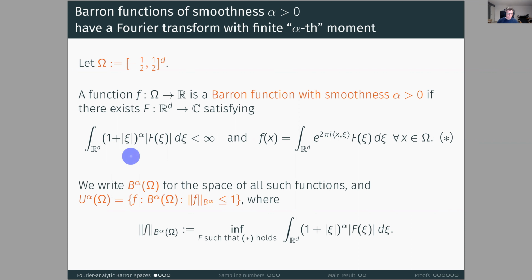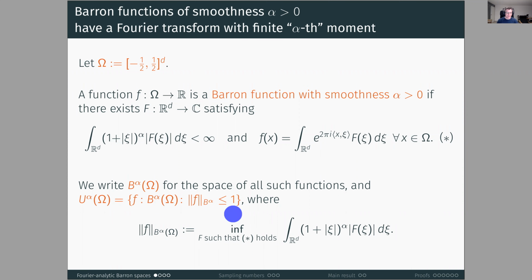So to define the norm on this Barron space, this is just the infimum where you take this weighted L1 norm of the Fourier transform of the extension, where you take the infimum over all possible extensions. Or put differently, you take the infimum over all capital F which satisfy this condition here, where the norm is smallest. And then the most important notation you should remember for the rest of the talk is U alpha of omega, which is basically the unit ball in this Barron space. It consists, this should be an in and not a colon, of all f in the Barron space which have norm less than or equal to 1.